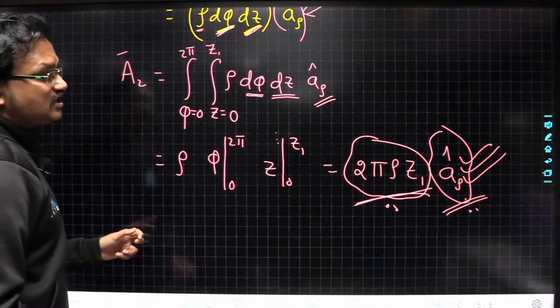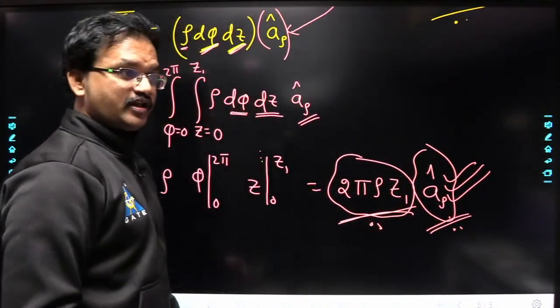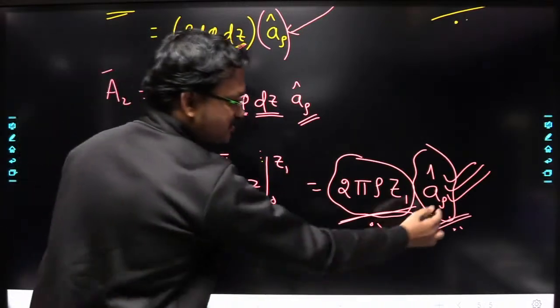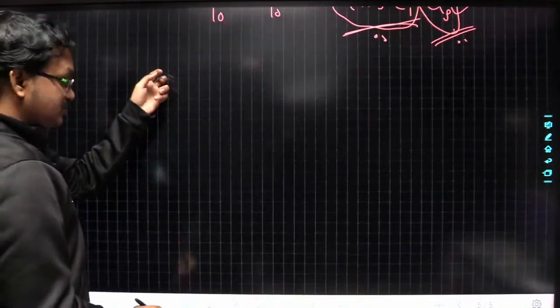Okay, so this is the surface area we got. Understood? Its direction is along arrow cap. Okay, next last one. See here.